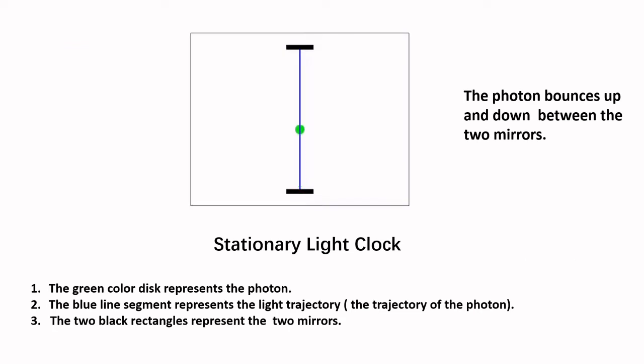This video shows a stationary light clock. In the light clock, the photon bounces up and down between the two mirrors. Here, the green colored disk represents the photon. The blue line segment represents the light trajectory, also the trajectory of the photon. And the two black rectangles represent the two mirrors. Here we can see that this kind of pattern constructs a light clock, and we call it a stationary light clock.